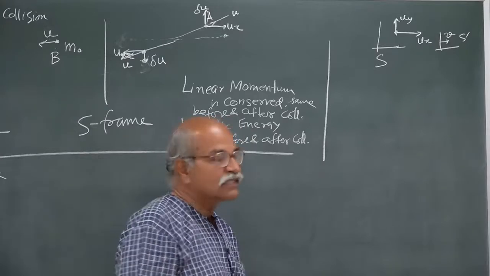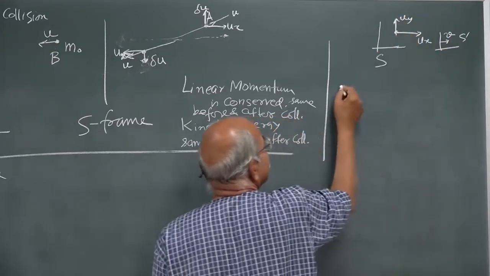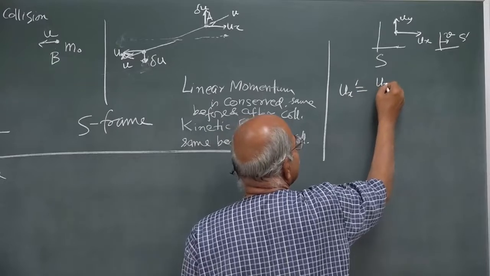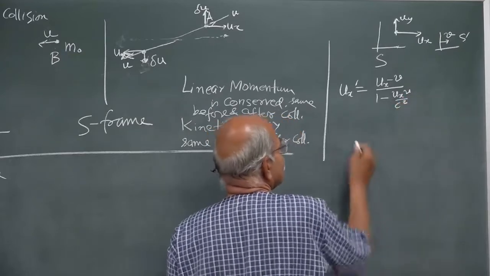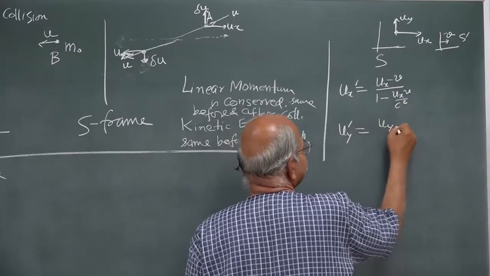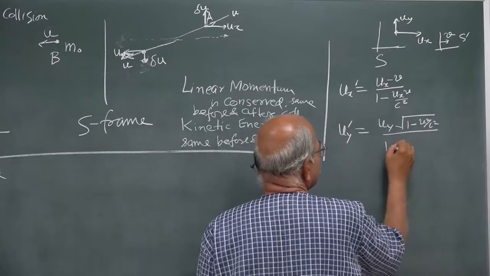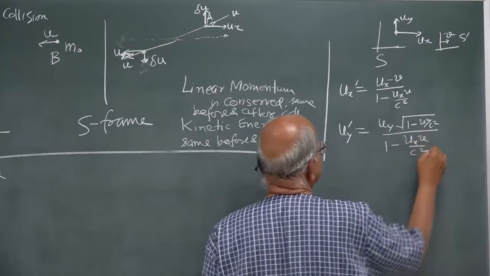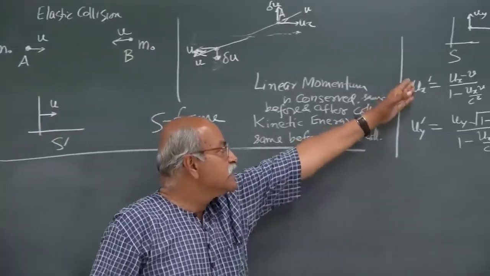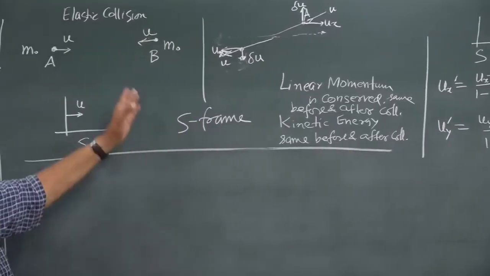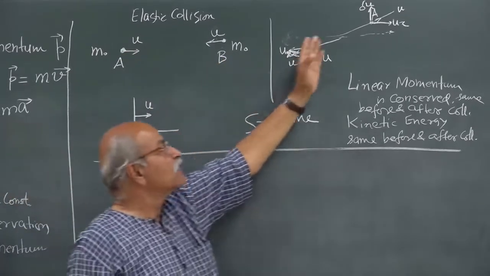Our transformation equations for velocity were that, from S prime frame, if you look at this particle, then you will have ux prime, which is ux minus v over 1 minus ux v by c square, and then you have uy prime, which is uy times square root of 1 minus v square by c square, divided by 1 minus ux v by c square. These are the velocity transformation equations, we had derived this. Using these equations, I can write what will be the velocities, speeds, the components in S prime before the collision and after the collision.